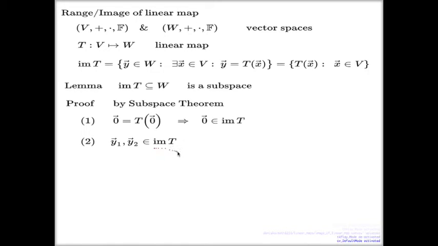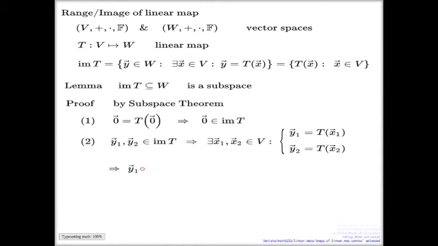Being in the image, I start interpreting that. Being in the image, it means that these vectors can be reproduced as the result of T. So being in the image, it means that there are elements in the domain, x1, x2, such that y1 is the image of x1, y2 is the image of x2 combined. This is just the interpretation of being in the image.